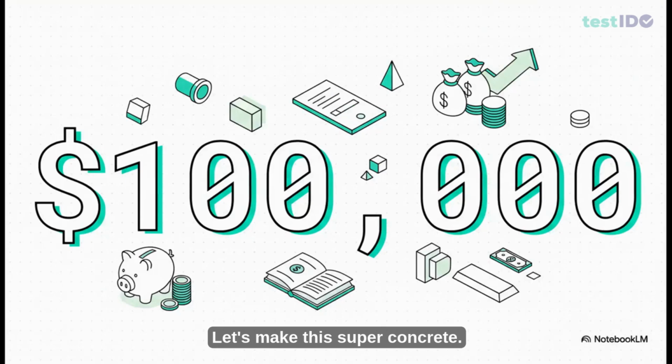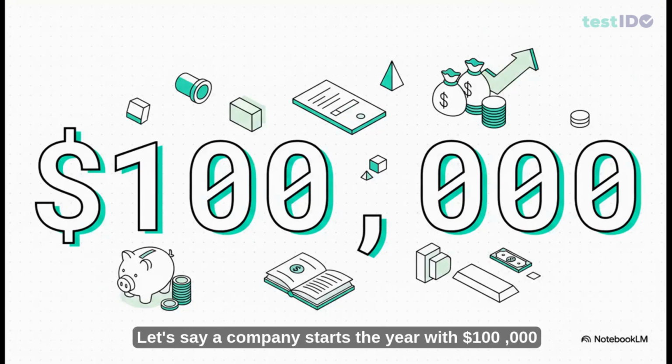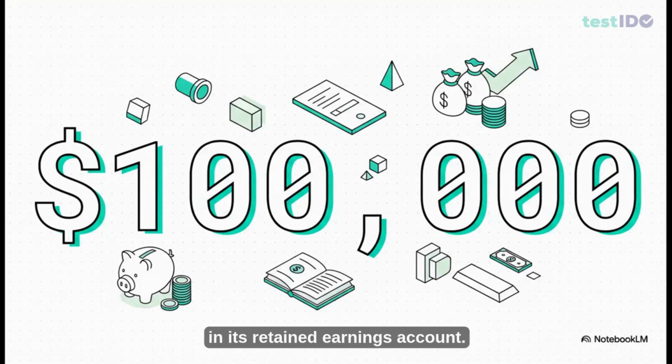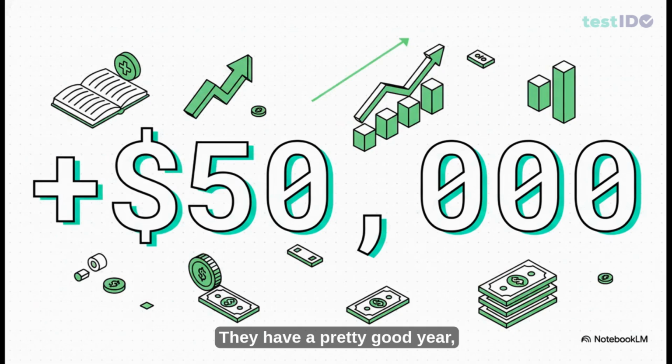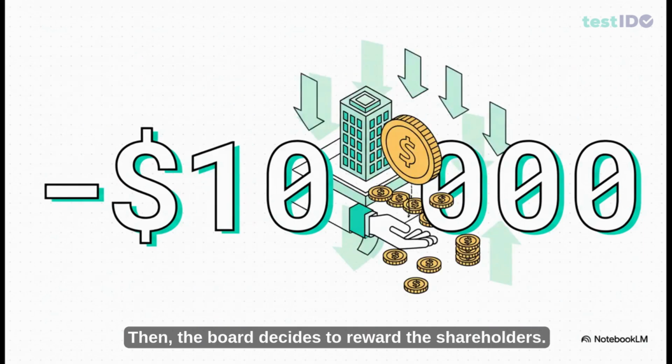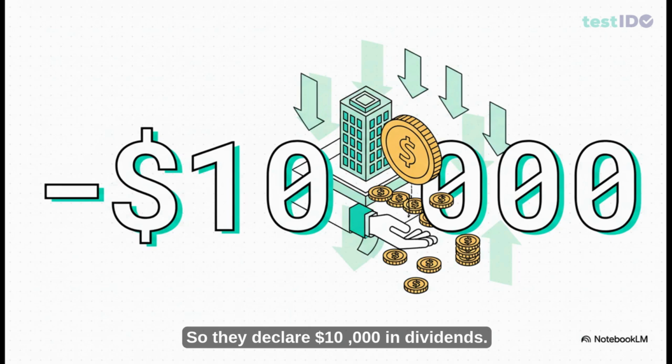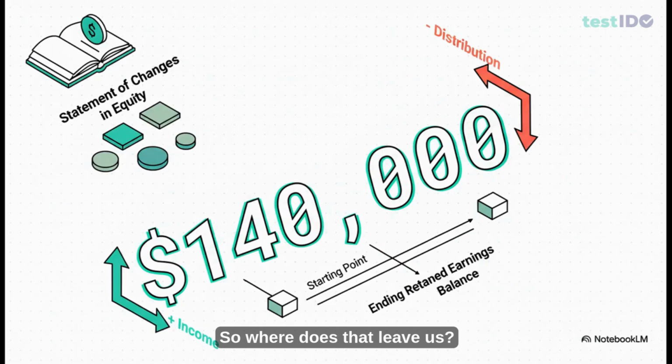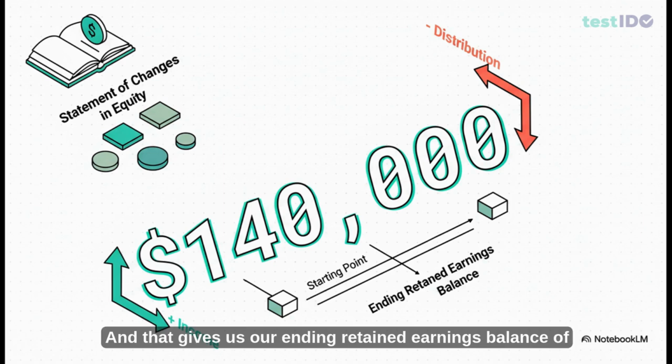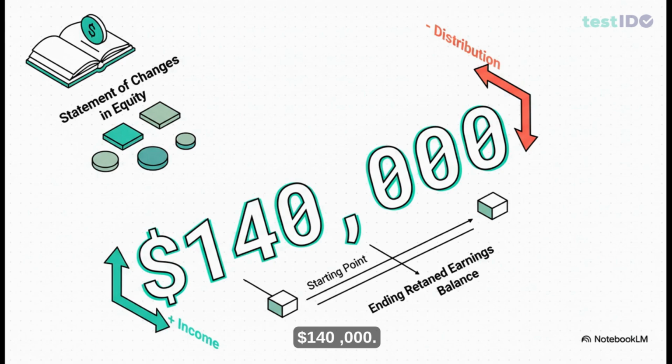Let's make this super concrete. Let's say a company starts the year with $100,000 in its retained earnings account. They have a pretty good year and they generate $50,000 in net income. That gets added to the pot. Then, the board decides to reward the shareholders, so they declare $10,000 in dividends. That's money leaving the company. So where does that leave us? We had $100,000, we added 50, we took away 10. And that gives us our ending retained earnings balance of $140,000. See? It's just a simple, logical flow.